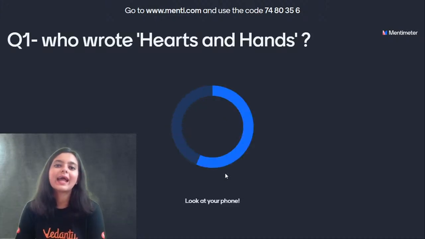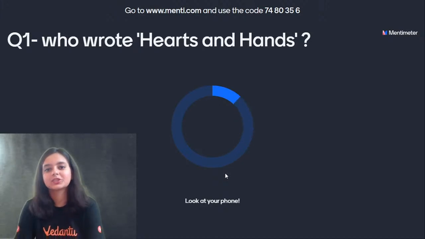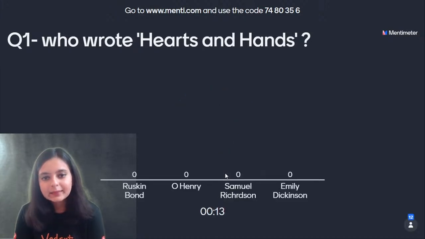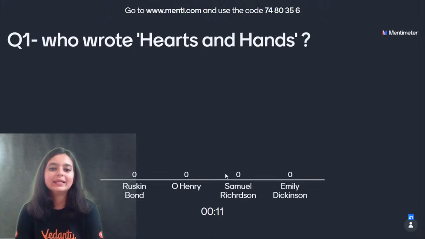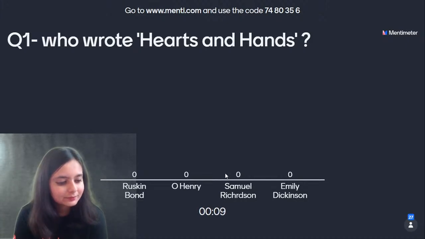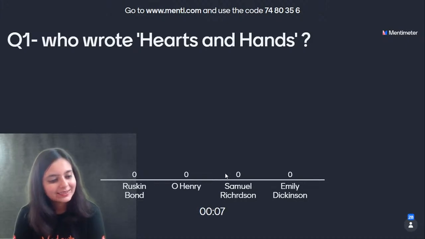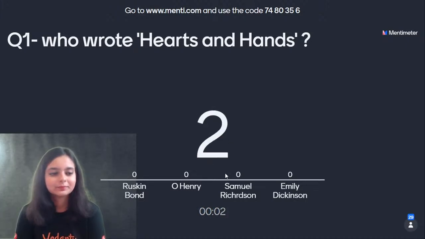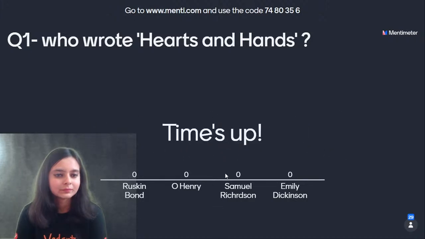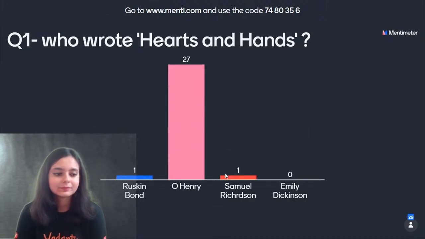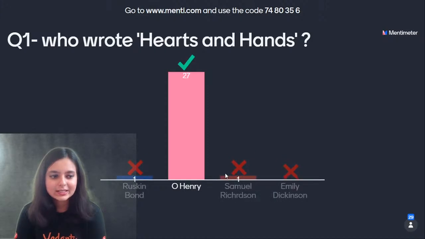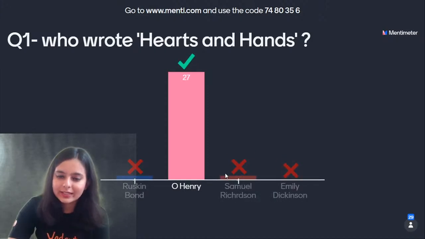Who wrote Hearts and Hands? Very simple, the simplest question. Ruskin Bond, O. Henry, Samuel Richardson, Emily Dickinson. Very simple question. Very good. Absolutely correct. O. Henry is the correct answer.